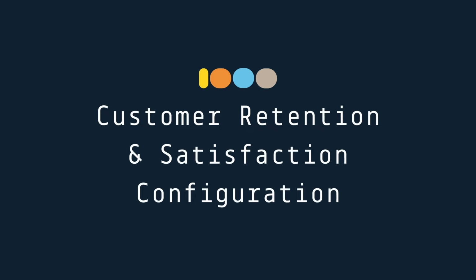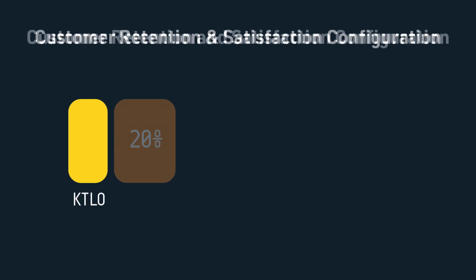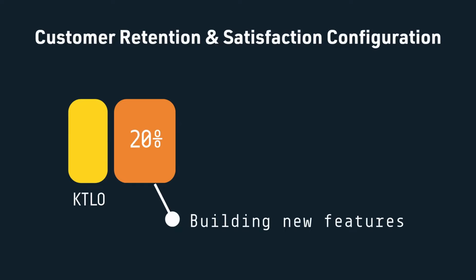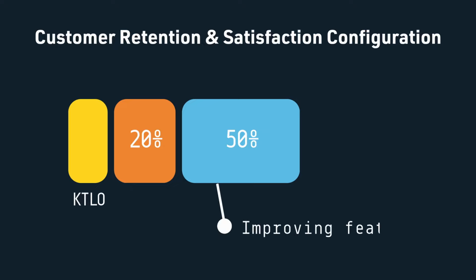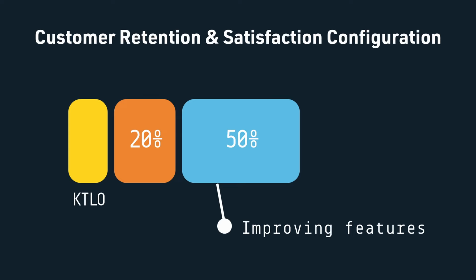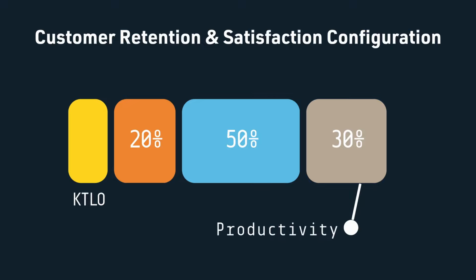Further, the customer retention and satisfaction configuration. In this configuration, the focus is on improving the user experience and boosting customer satisfaction. We spend 20% of our resources on building new features. This allows us to maintain some level of product innovation. Further, 50% of the resources are dedicated to improving existing features, focusing on refining current products to improve quality, performance, and also the user satisfaction. And the last 30% is dedicated to boosting engineering productivity. In other words, we want to use these resources to ensure internal efficiency to support product improvements and customer needs. This configuration is ideal for companies focusing on customer retention and enhancing the product experience.